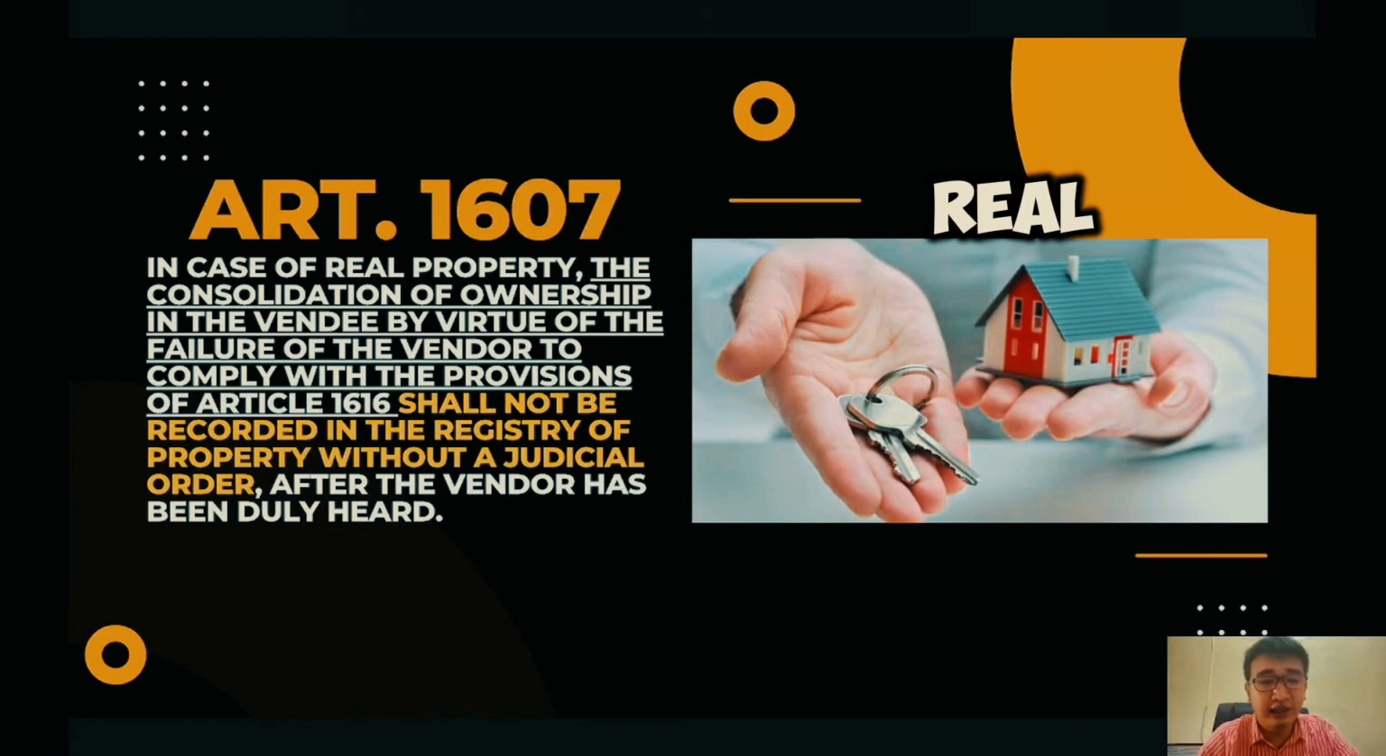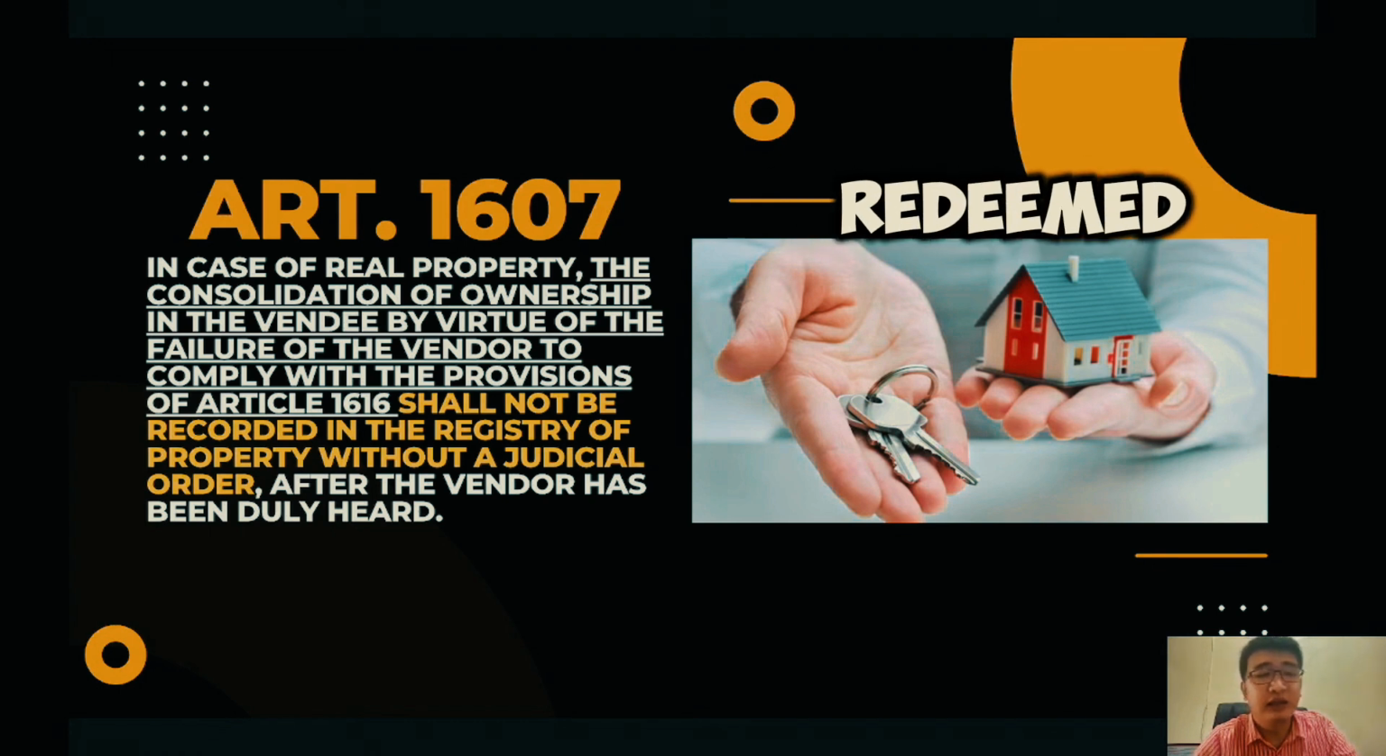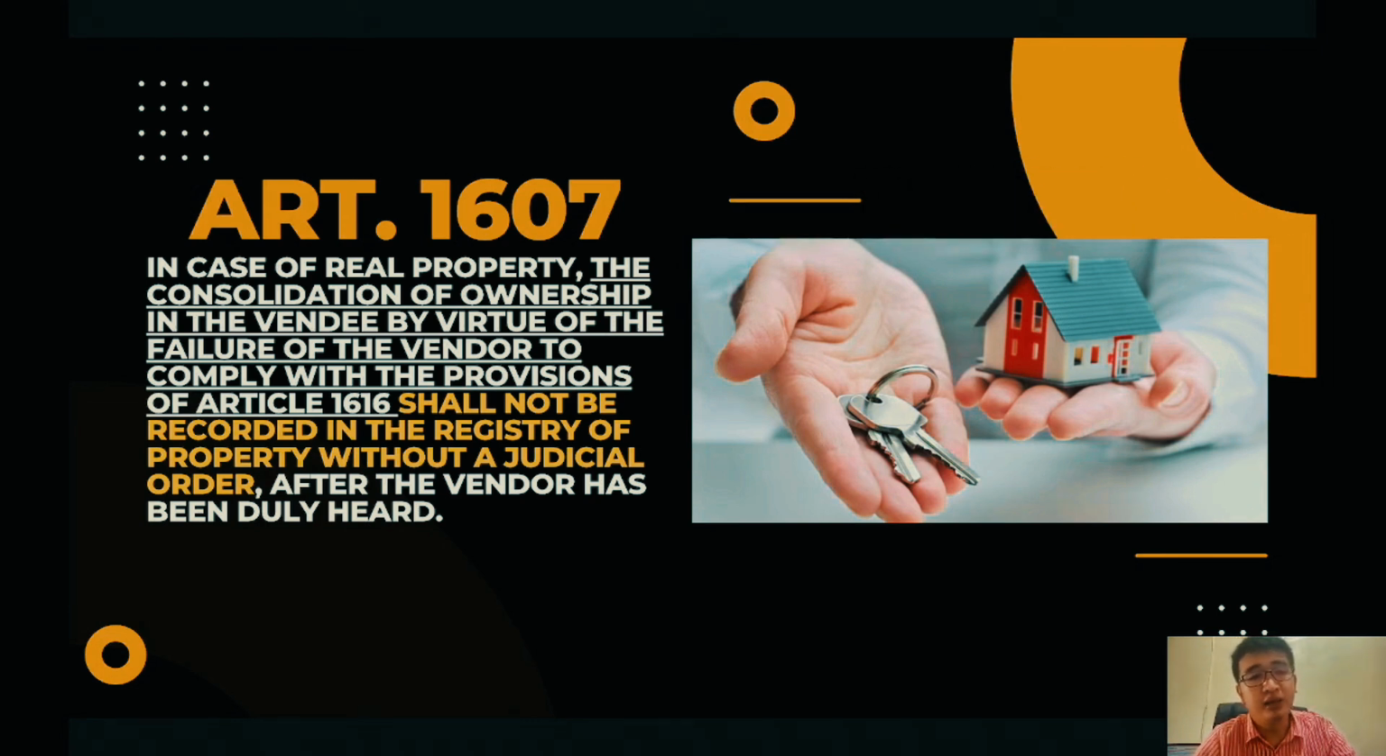Article 1607, in case of real property, the consolidation of ownership in the vendee by virtue of the failure of the vendor to comply with the provisions of Article 1616 shall not be recorded in the registry of property without a judicial order after the vendor has been duly heard. Meaning, let's say for example, there's a pacto de retro sale, a sale with the right to repurchase. And sabi doon, the seller can repurchase the property within 6 months from the date of the contract. Let's say, for example, after 7 months or after 1 year, the seller hasn't redeemed the property. What now can the buyer do para lumipat sa kanya yung property? The buyer must file for a consolidation of ownership.